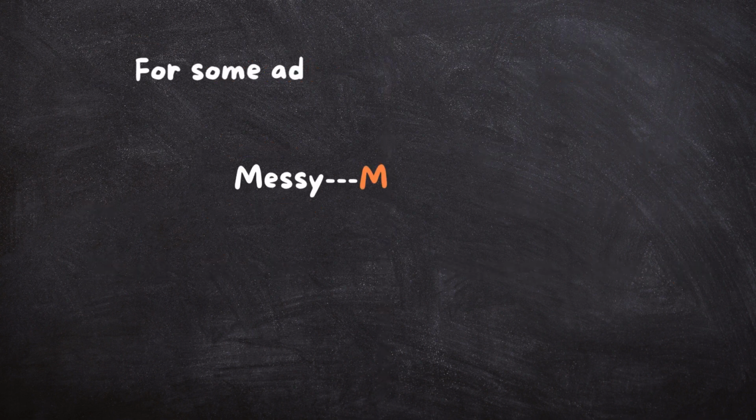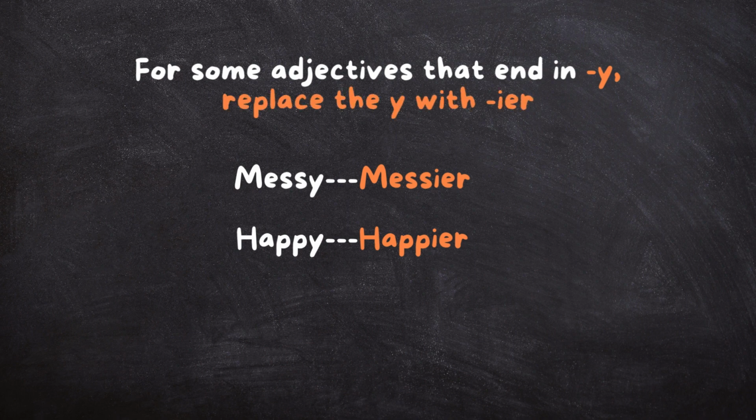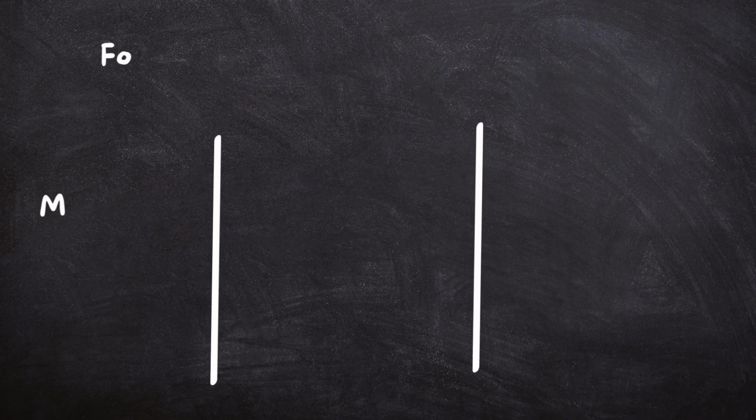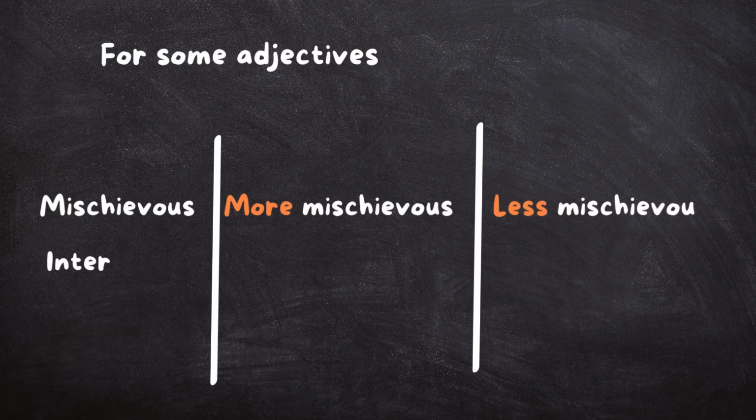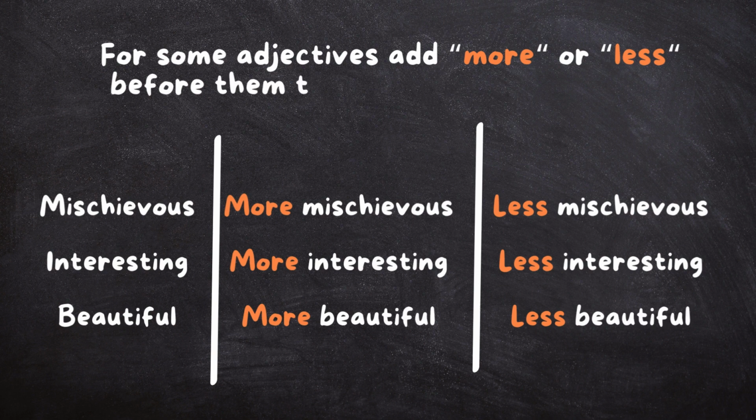And for some adjectives that end in y, replace the y with ier. Examples are messy. You replace the y in messy with ier, and it becomes messier, a messier day. The same with happy. You replace the y with ier, and you get a happier student. Moving on. For some adjectives, add more or less before them to make their comparative forms.